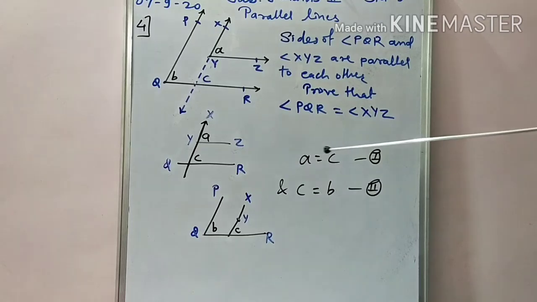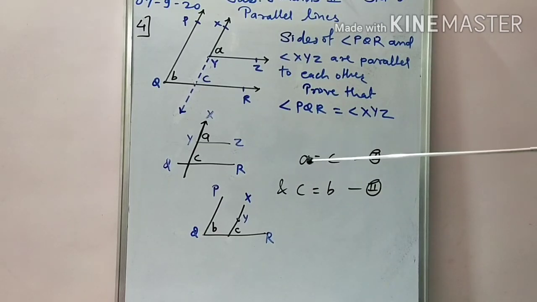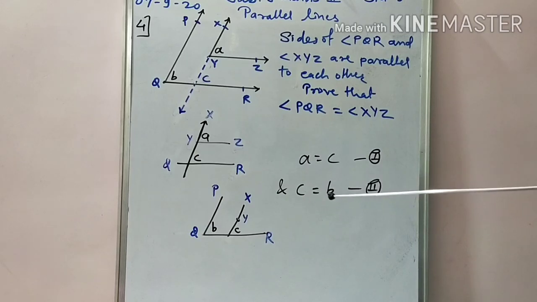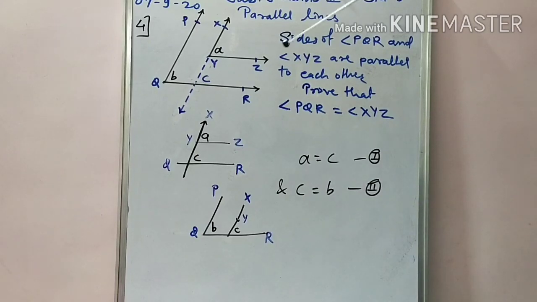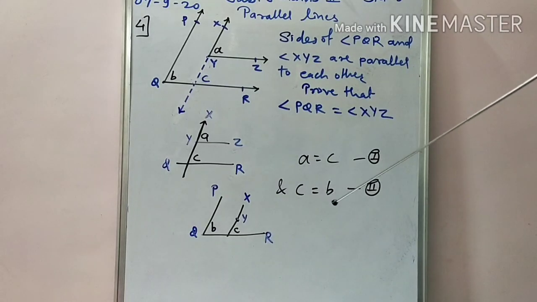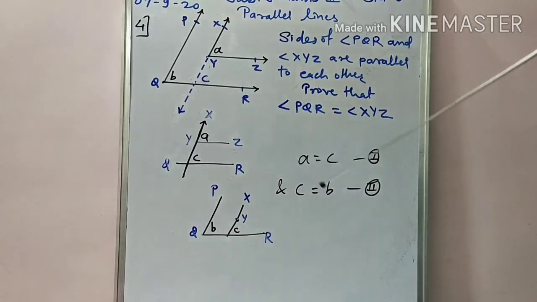And what we get from these 1 and 2, students, is that the first angle is congruent with the second angle, and the second is congruent with the third. Then, according to the transitivity property, the first angle A is congruent with the third angle B. Okay, so here we proved that A equals B.